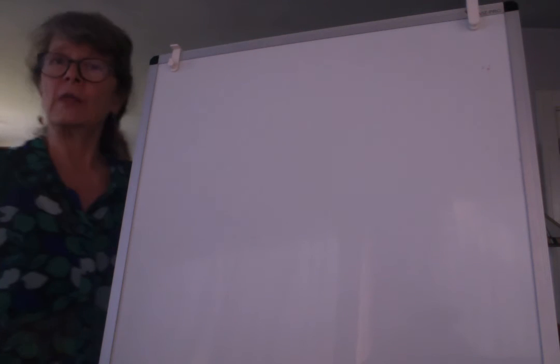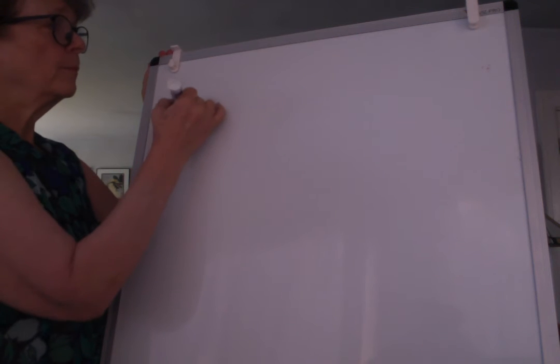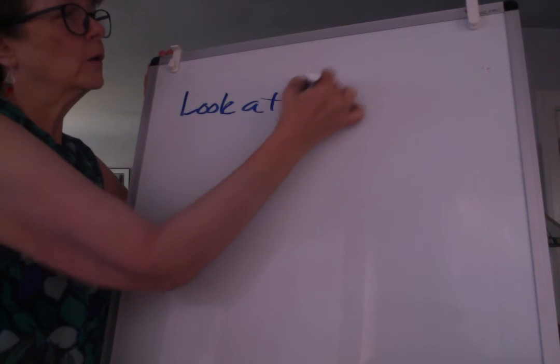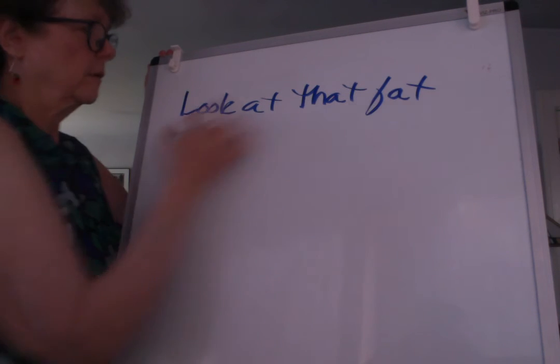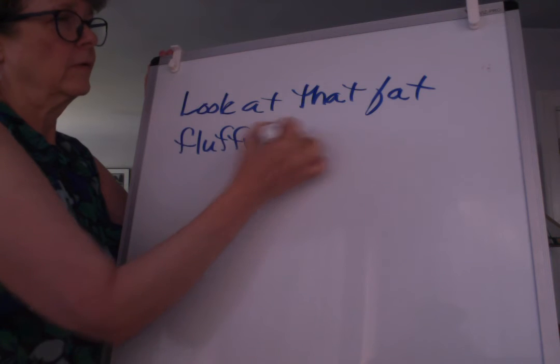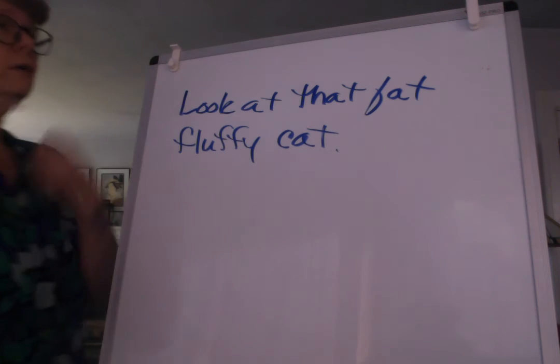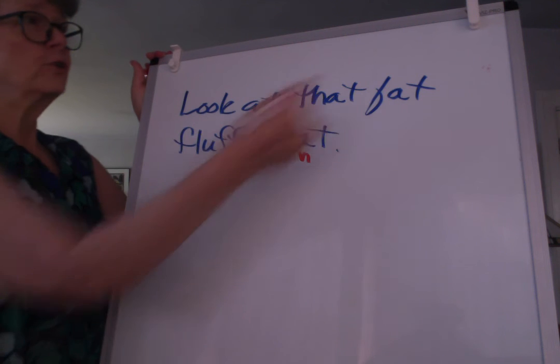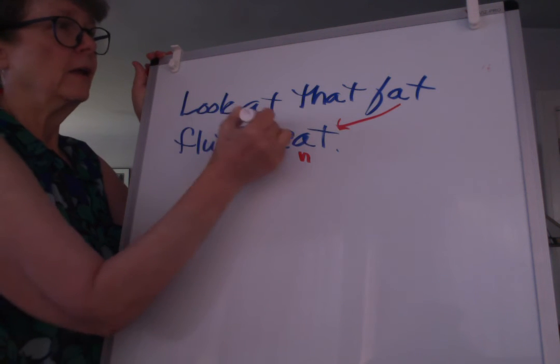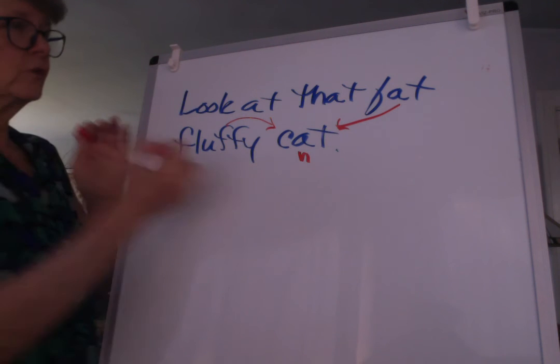But we do need to talk about number 2. And number 2 is when we have adjectives. If we have more than one adjective describing something, we have to decide whether we need to put a comma in between the adjectives. So if I said, look at that fat, fluffy cat, right? So cat's a noun. I have 2 words describing. It's a fat cat and it's a fluffy cat. So those are adjectives.